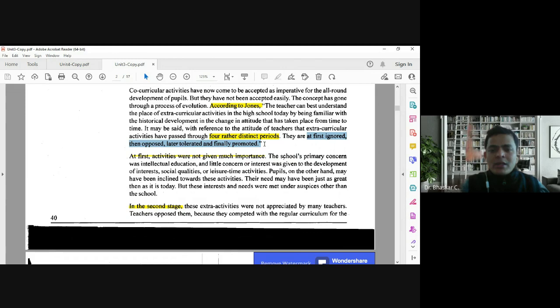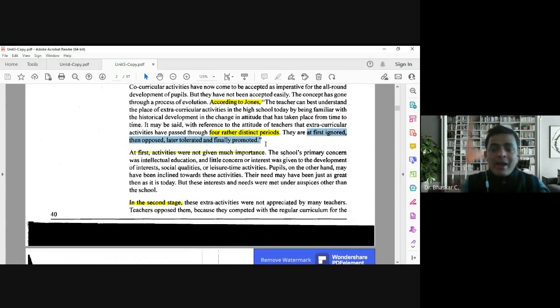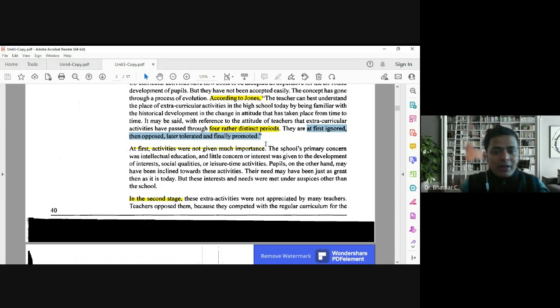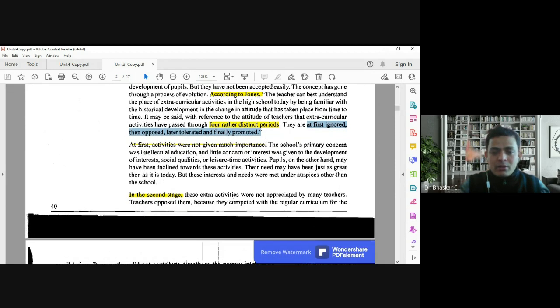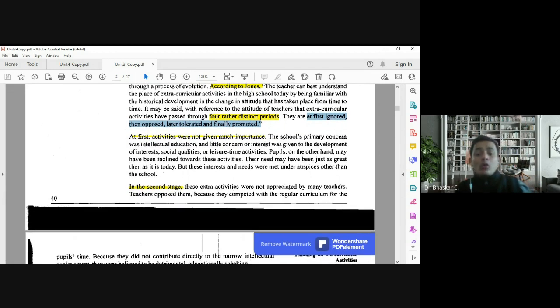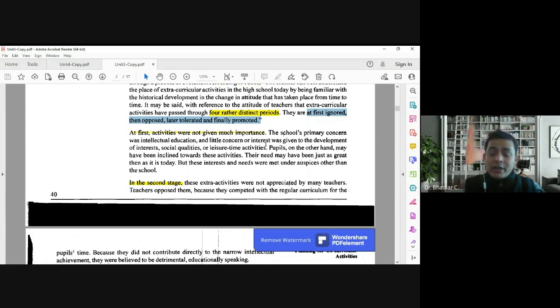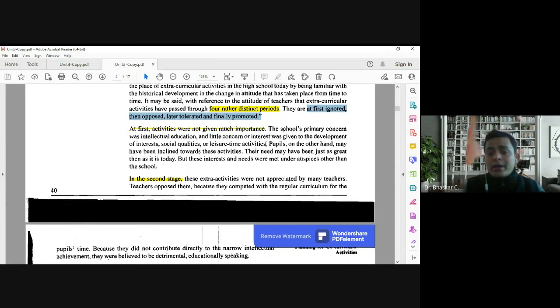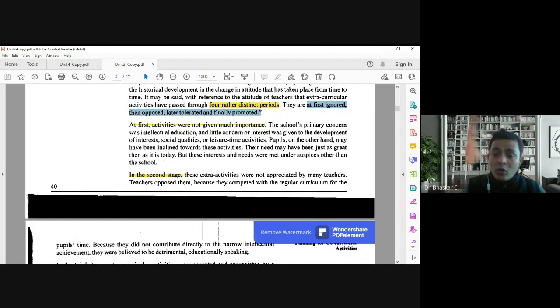Many times you will see that this is also asked in your term examination as a question. And many times, whenever you are talking with other educationists in seminars, conferences, or workshops, you can give your expert opinion based on the opinion of Jones also. That the co-curricular activities were at first ignored, then they were opposed, but later they were tolerated. Tolerated means they were accepted. It was accepted that yes, they have their own importance. The co-curricular activities need to be organized, they need to be planned. And finally, it is used by all the teachers. Finally, it is promoted in all the schools.